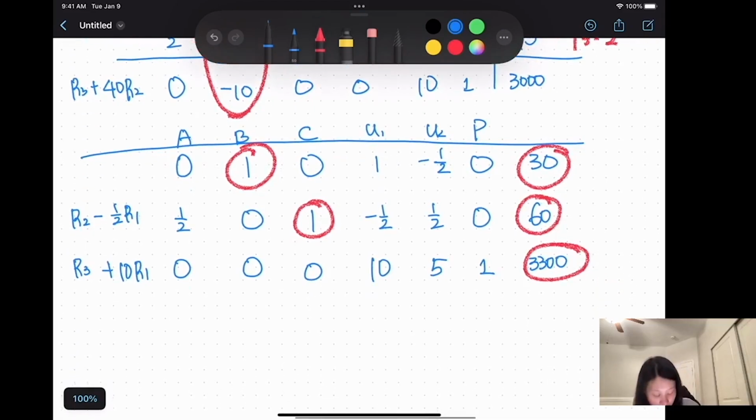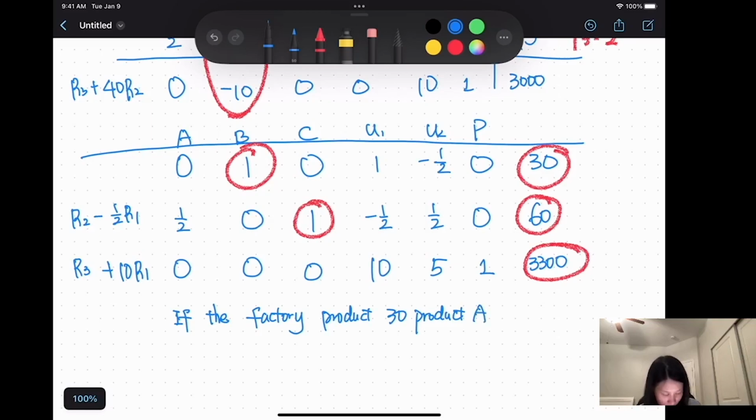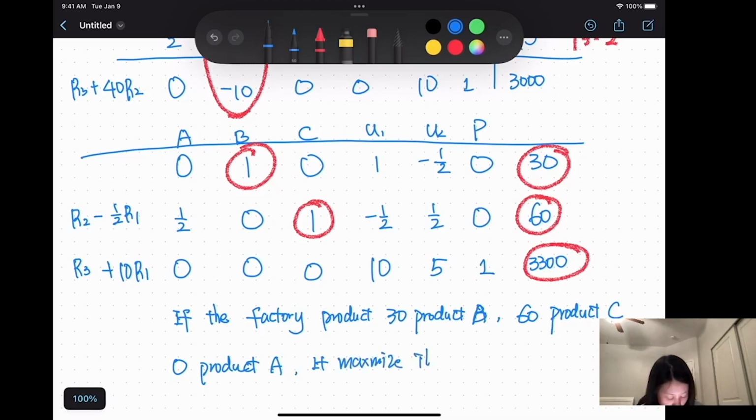So that means if the manufacturer, or the factory, produces 13 product B, 60 product C, and also 0 product A, it maximizes its profit at 13,300.